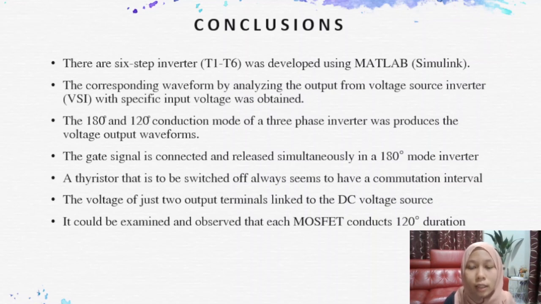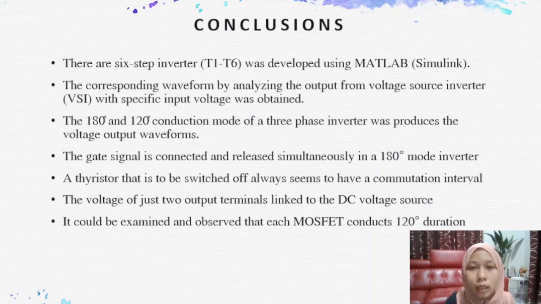There are two conduction modes, which are 118 degree and 120 degree. The voltage output waveforms for phase-to-neutral voltage and line-to-line voltage are shown in MATLAB Simulink. Based on the observation, we can see that the signals are connected and released simultaneously through the transistors to ignite and commutate well in a 118 degree mode inverter.